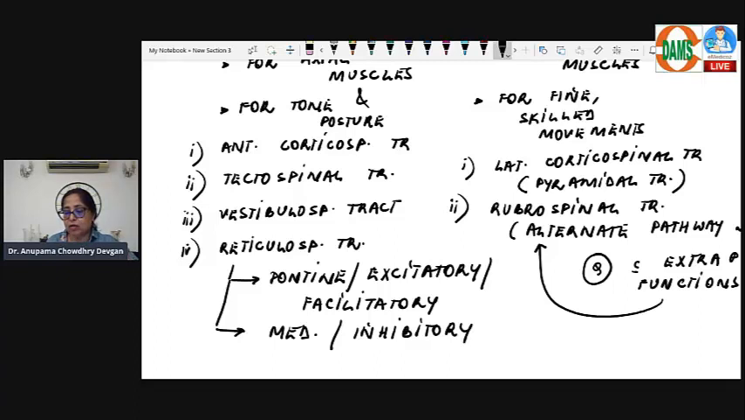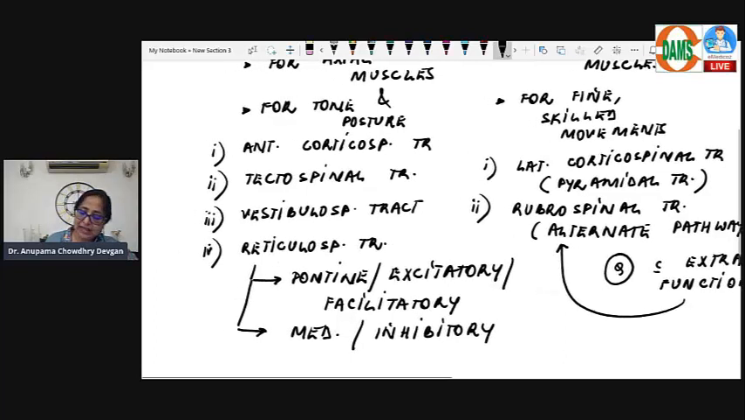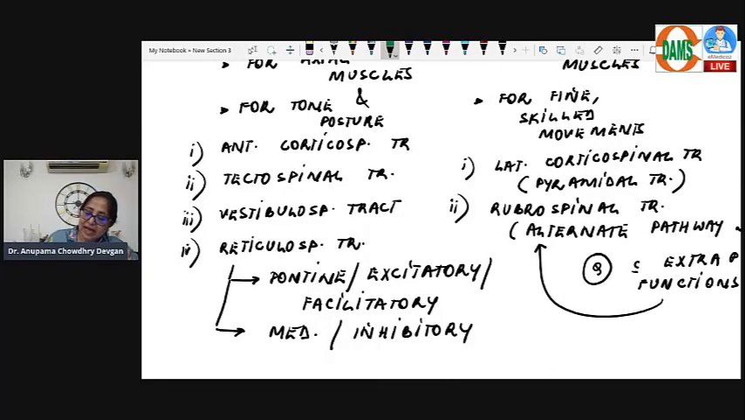Right? So these are your 4 tracts, or actually 5 tracts, which are meant for tone and posture: anterior corticospinal tract, tectospinal tract, vestibulospinal tract, and the reticulospinal tract. Now, a little more detail. The anterior corticospinal tract, tectospinal, and vestibulospinal tract supply the A alpha, mainly the extensors. Why the extensors? Because extensors of the lower limb are involved in erect posture, right? So these will supply especially the lower limb extensors.